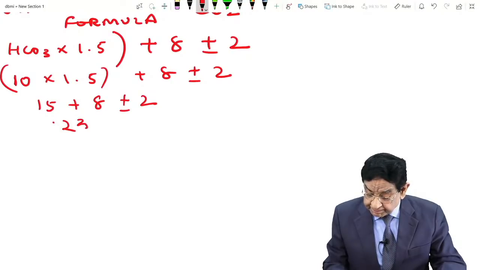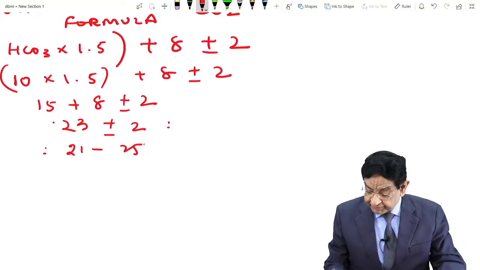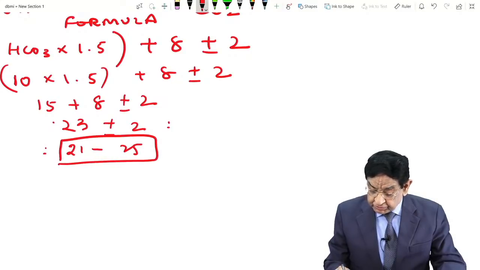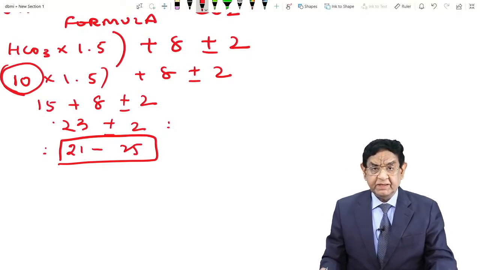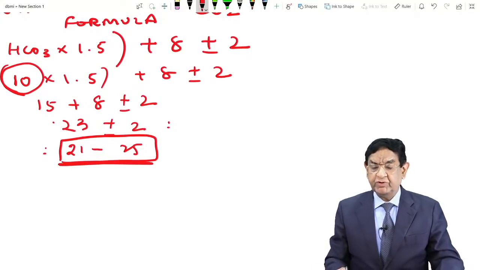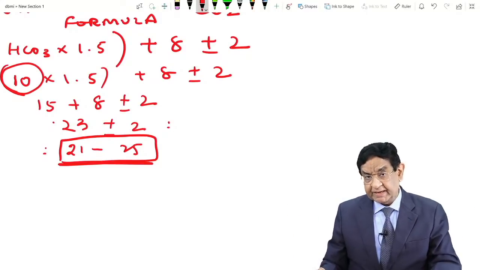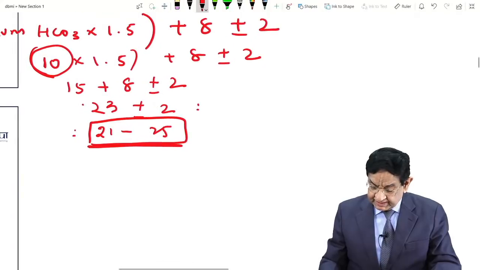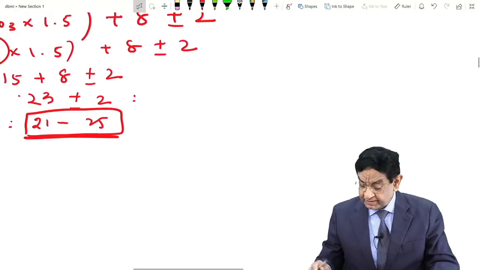This becomes 23 plus or minus 2. This becomes 21 to 25. So if bicarb is 10, then after compensation, if the CO2 is in the range of 21 to 25, that means it has been adequately compensated. Understood? So again, look into this.